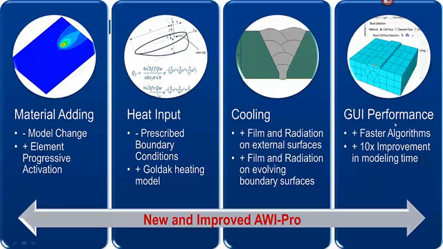Lastly, we have the GUI performance. The current version of AWI is completely rewritten from scratch using faster algorithms for the pre-processing of the model. You'll get a first look of the AWI Pro later when Mike gives the demo or plays the video demo. From the tests we have done, we are seeing up to 10 times increase in the pre-processing performance for typical multi-pass 3D models.